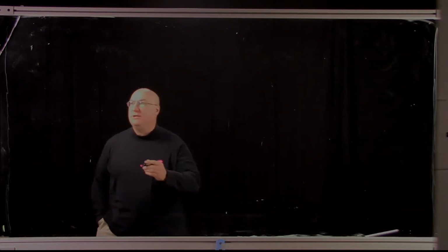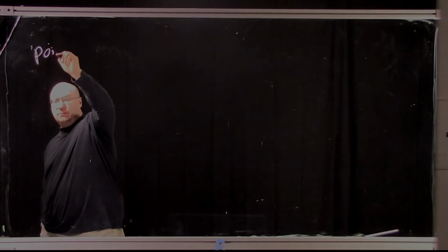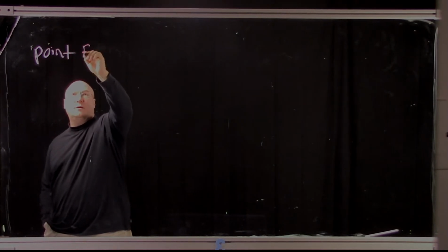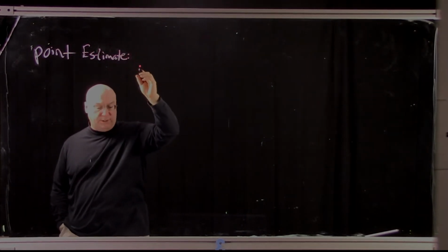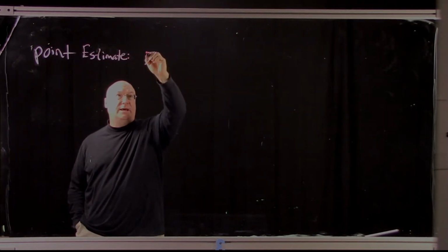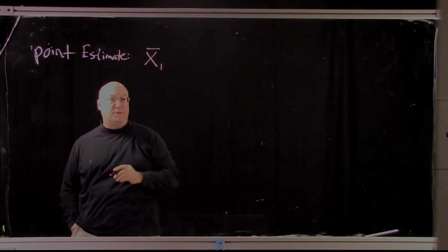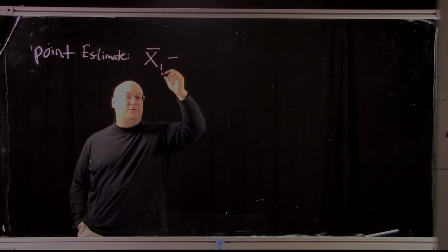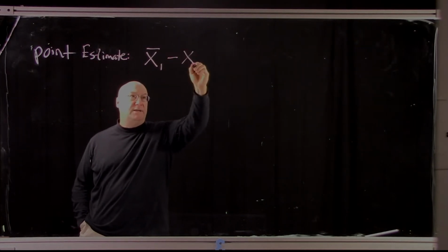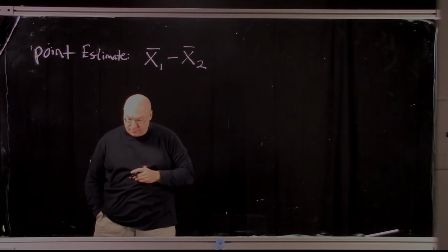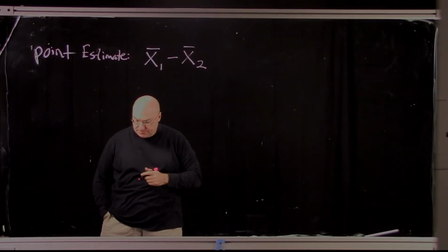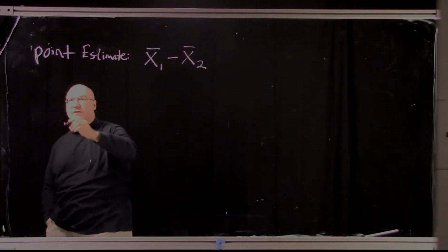So the point estimate. It's what you would think. It's the sample mean from the first sample drawn from the first population minus the sample mean from the second sample drawn from the second population. Okay, and what's the margin of error?